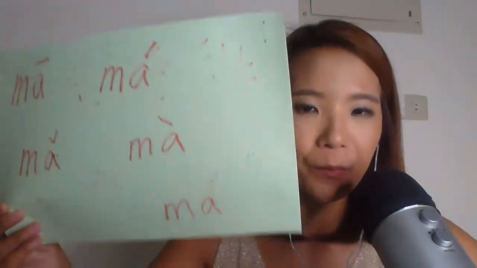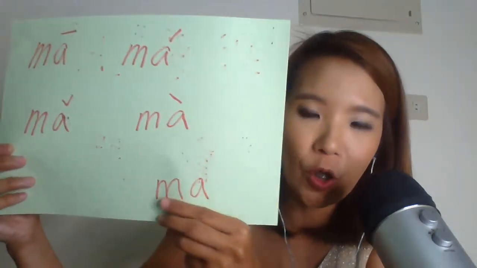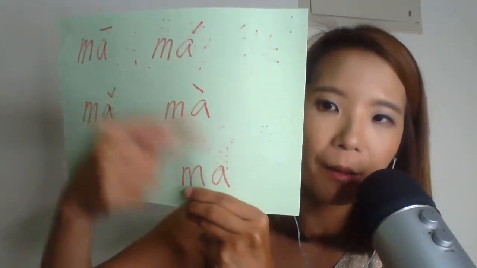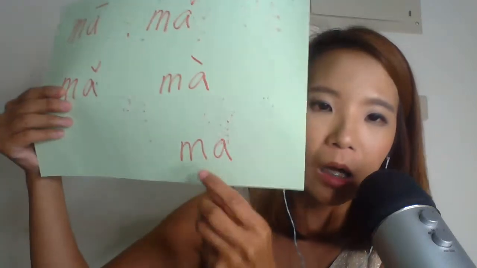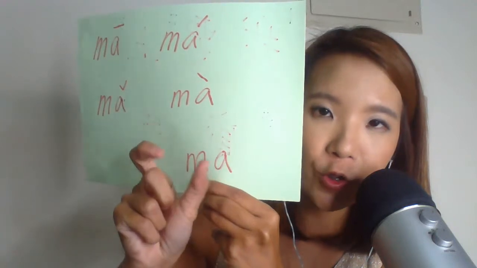Okay? The third tone is the bouncing tone, but it sounds like ma, ma, ma, like very low. It's the lowest range of your voice, like I don't know, ma, ma. Okay. The fourth tone is ma, ma, going down, ma, ma. The last tone, the neutral tone is ma, ma. Very short and very light.